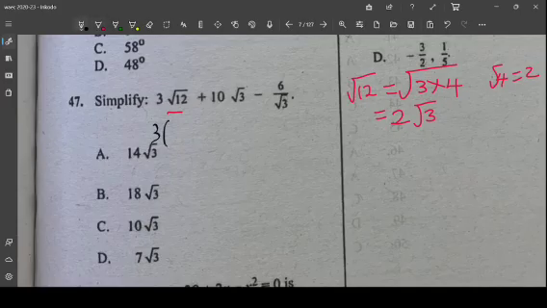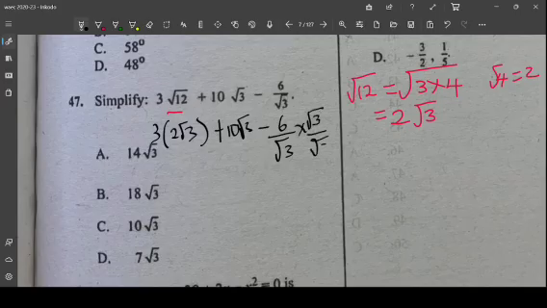So this will be 3 into 2 root 3 plus 10 root 3 minus 6 over root 3. Now, since I have the denominator as a root, I'm going to rationalize it by multiplying both the numerator and the denominator by that same root 3. The reason for doing this is I want to cancel out square roots at the denominator. That's what we do when we are rationalizing a surd.